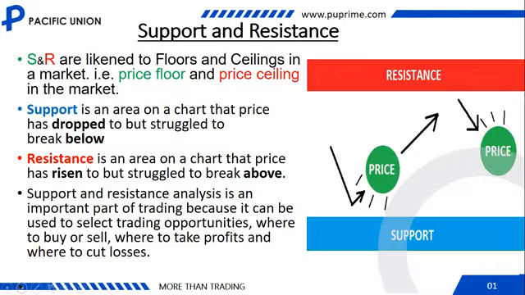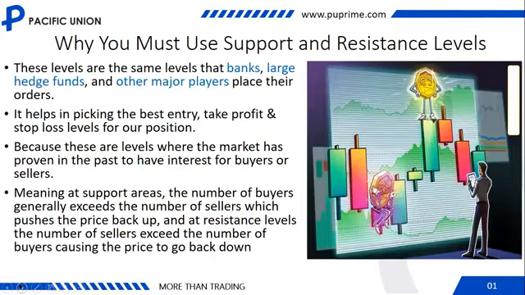Support and resistance is an important part of our trading because it can be used to select trading opportunities, where traders buy or sell and where to take profit. Now let's talk about why you must trade support and resistance. These are the same levels where banks, large hedge funds, and other major players place their orders. It helps in picking the best entry, take profit, and stop loss levels for our position.